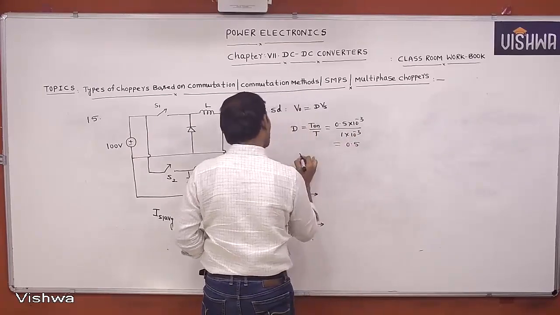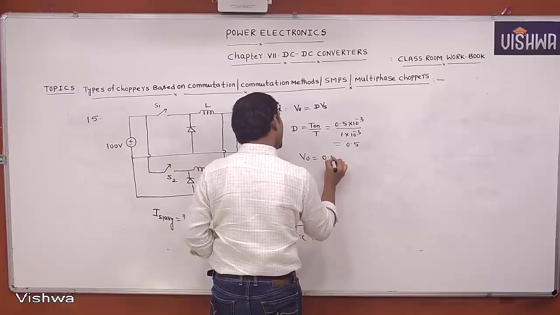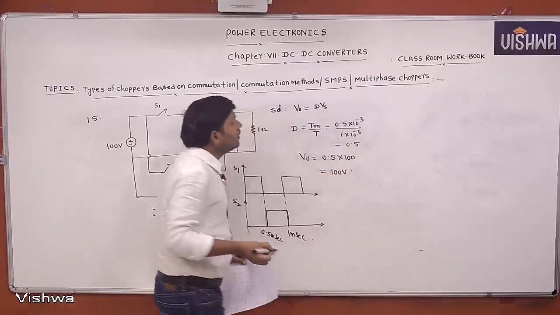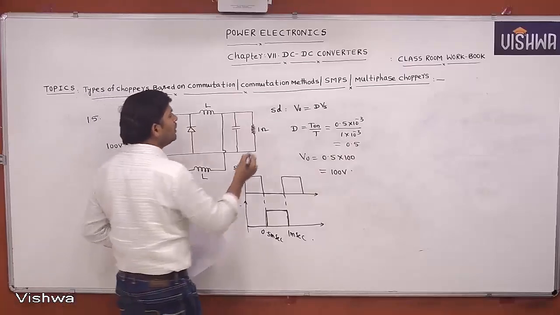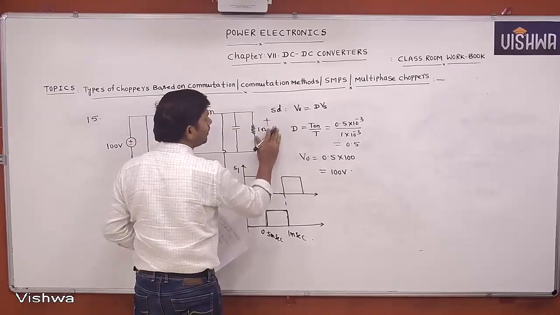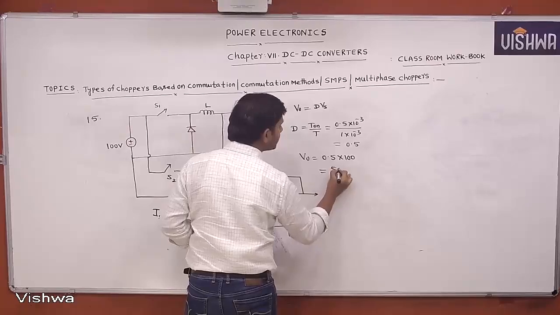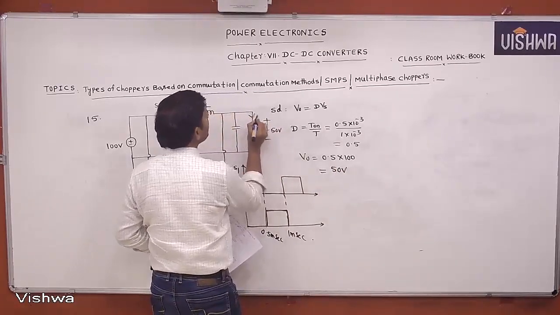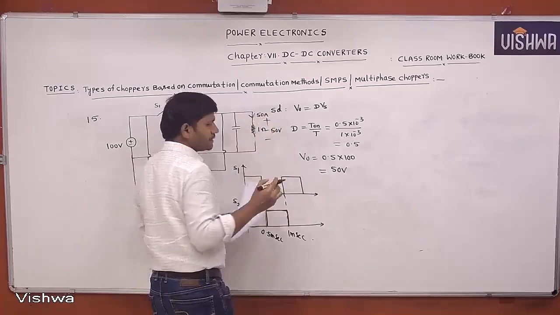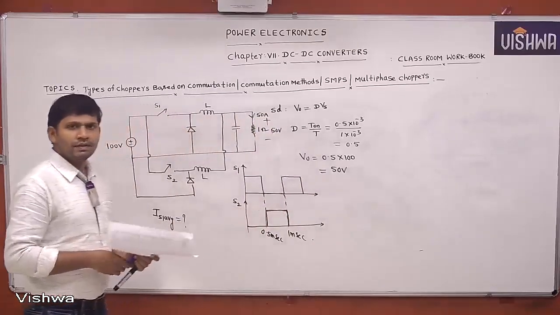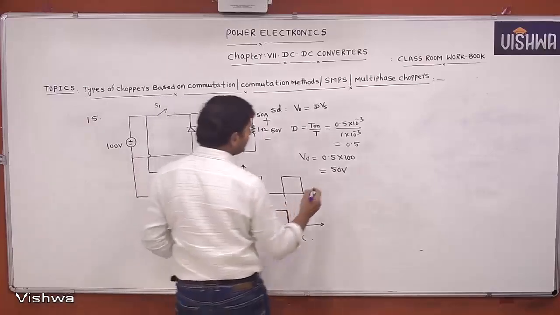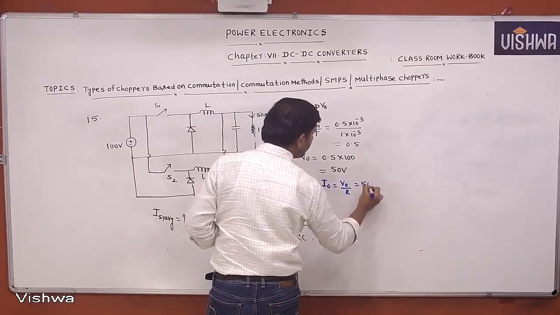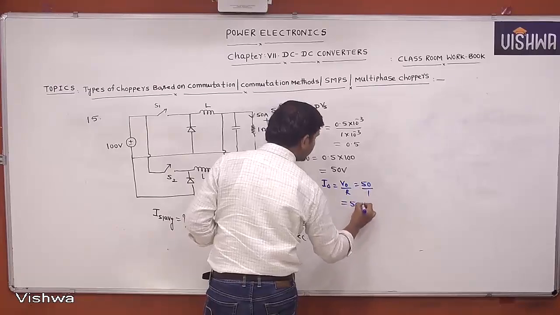0.5. Then what is V0 equal to? 0.5 into 100. This how much you can get? 50 volts. V0 equal to 50 volts. The voltage across the load is 50 volts. If it is 50 volts, what is the current, you tell me. That is I0 equal to V0 by R, na? How much you can get? I0 equal to V0 by R means 50 by 1. This we can get 50 amperes.